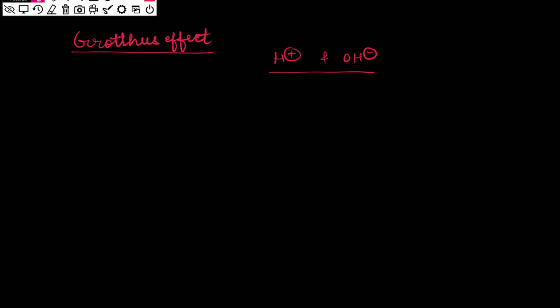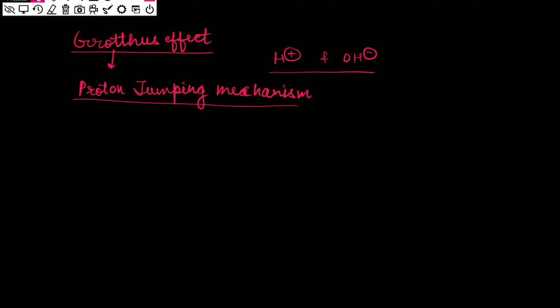But Grotthuss has told something different. He told about the proton jumping mechanism through which the H plus will conduct electricity. The proton jumping mechanism says that suppose here we have this H2O. This is hydrogen bonded to another water molecule. This is hydrogen bonded to another water molecule.